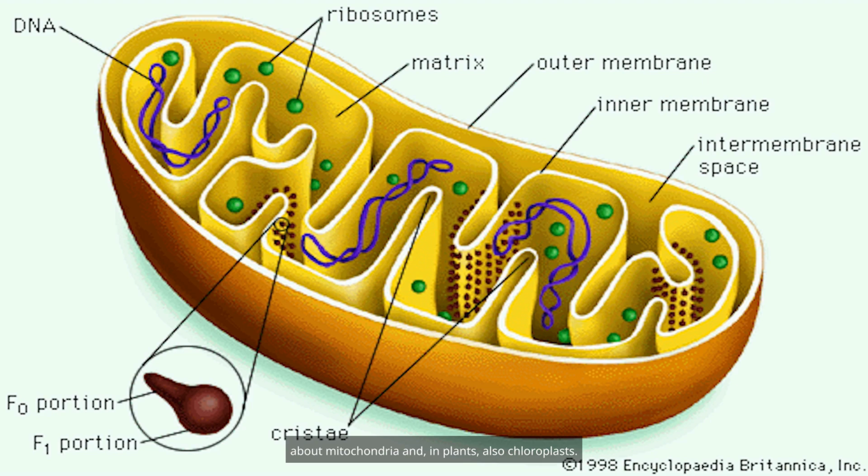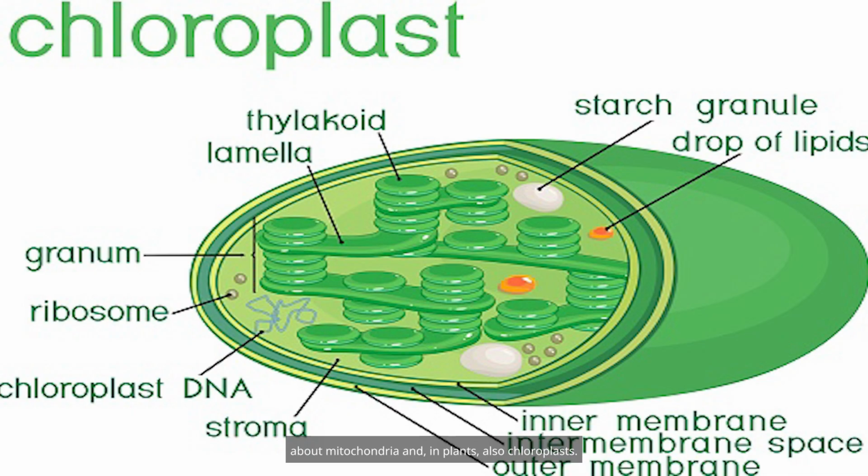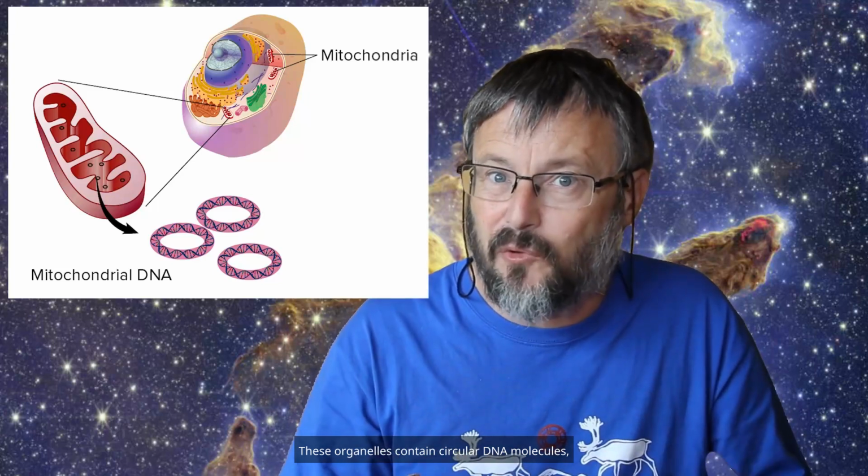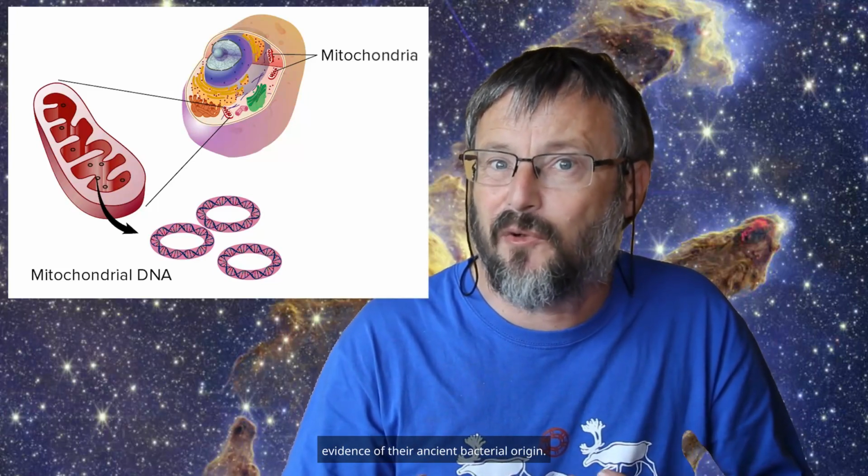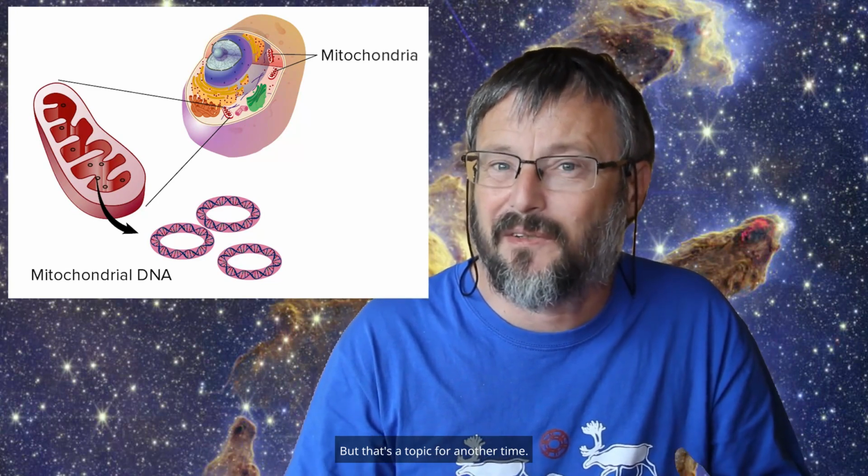Although the genetic information of a eukaryotic cell is found mainly in the nucleus, we must not forget about mitochondria and, in plants, also chloroplasts. These organelles contain circular DNA molecules, evidence of their ancient bacterial origin. But that's a topic for another time. Let's get back to chromosomes.